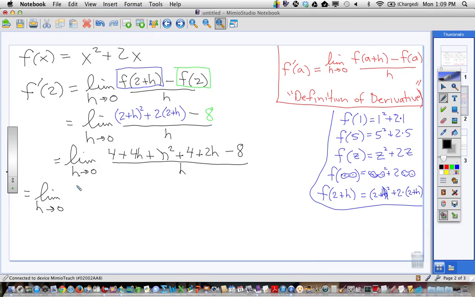What do we got? h squared plus 6h. That's it. The 4 and the 4 is 8. 8 minus 8 is 0. It is not an accident that that happened. That is critical to the problem that those numbers canceled out.